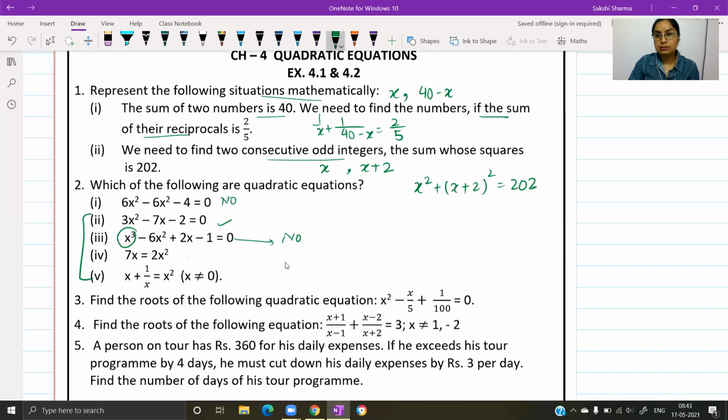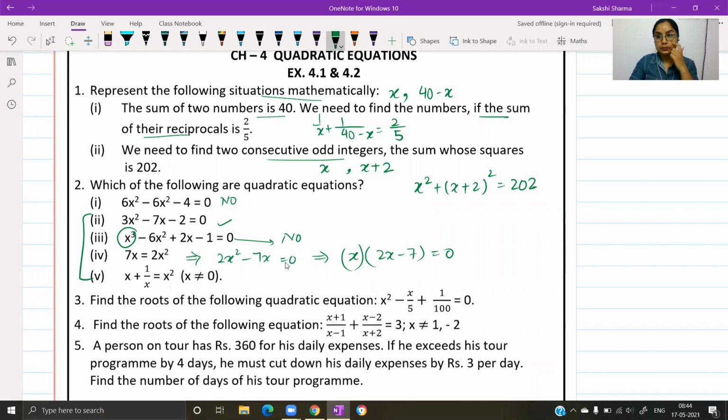Don't cancel x. For everyone, you might be tempted to cancel x. Do not cancel x. This is 2x square minus 7x equals 0. If you factorize this, you will have x and 2x minus 7. ये आपके दो linear factors बन गए. Either x is 0 or x will be equal to 7/2. You have done this kind of question in 2.2. Do not cancel x. Variable को cancel नहीं करना.